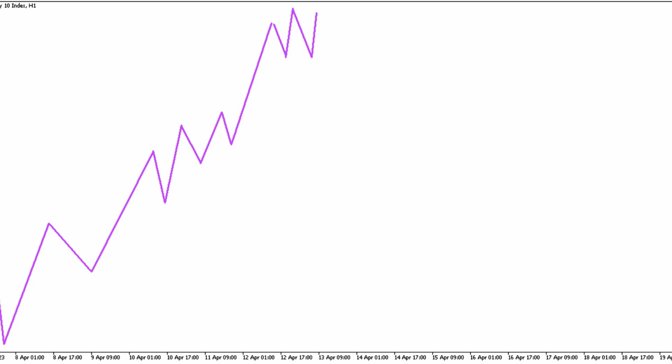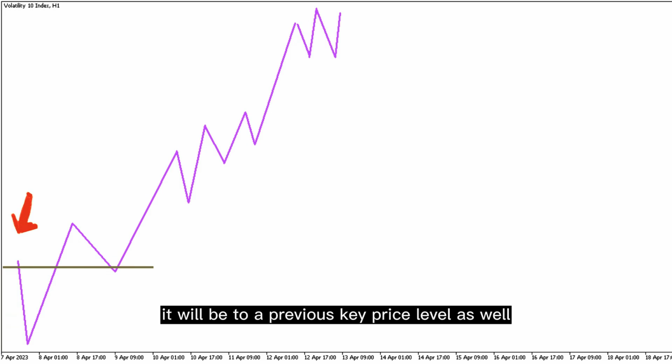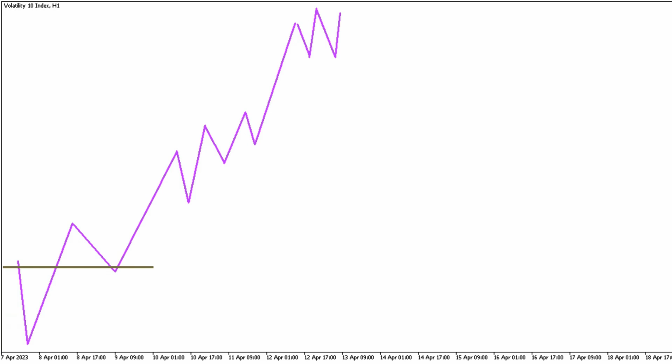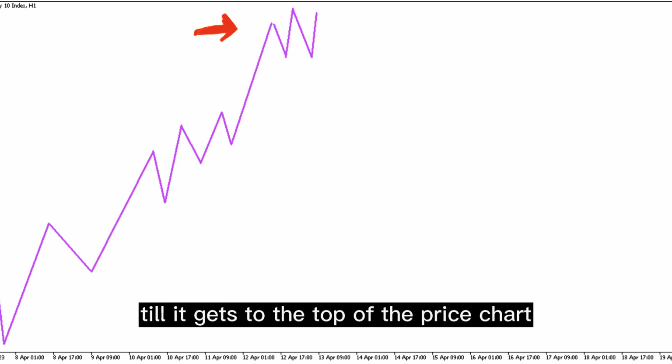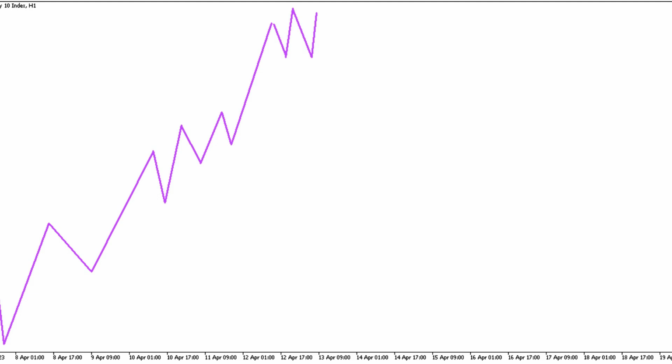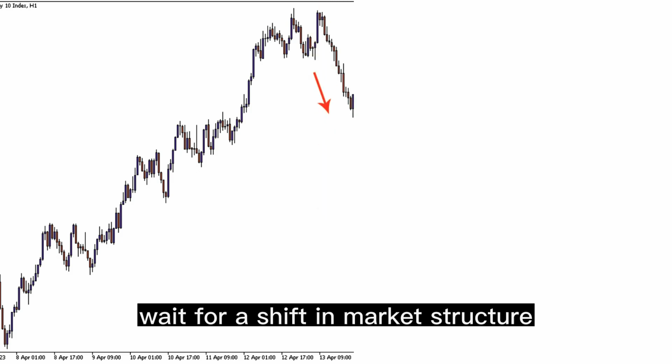Now, when it returns, it will be to a previous key price level as well, not a random level. This will continue till it gets to the top of the price chart. Now pay attention. At the top, wait for a shift in market structure.